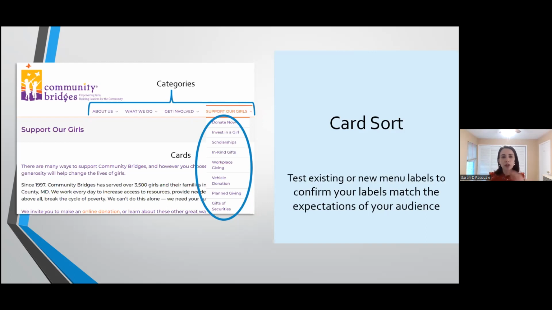So the card sort would be to understand, do these labels match with your primary audience's expectations of what they would call information and how they would organize it? And while I'm referring to this as a menu, really overall, and folks might know this is your information architecture on your site. How is the information organized?